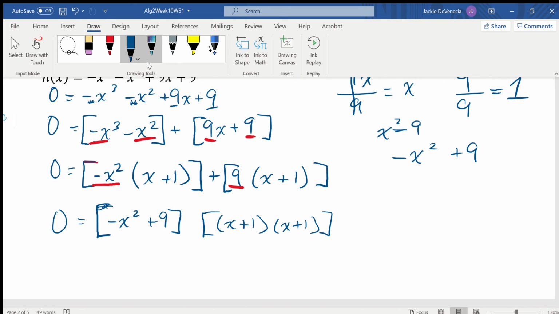So what I'm going to do to both sides is divide both sides by -1. I just want that x squared to be positive, because having a leading coefficient that's positive is easier for me to factor. So I'm going to wind up with x squared minus 9. Okay, so I just changed that. I want that first coefficient to be positive.